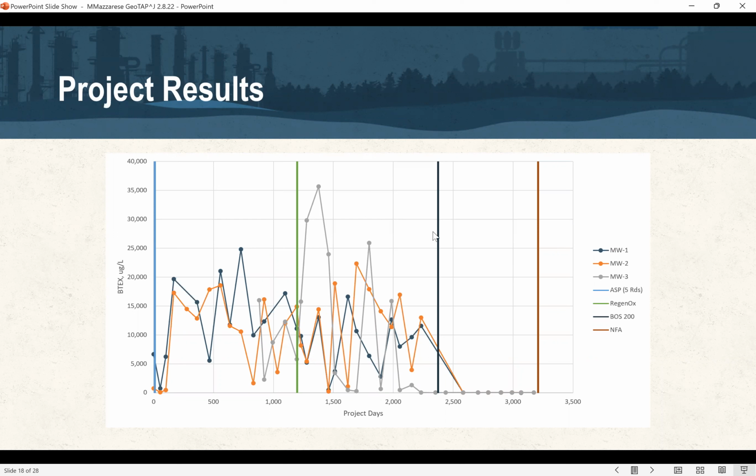This vertical line here is when the Boss 200 was injected, and the no further action was issued about 3,200 days in the process. It's about 10 years of data that you see here.